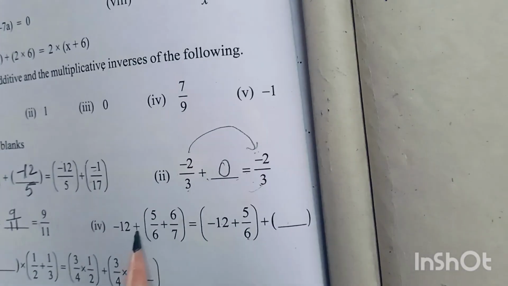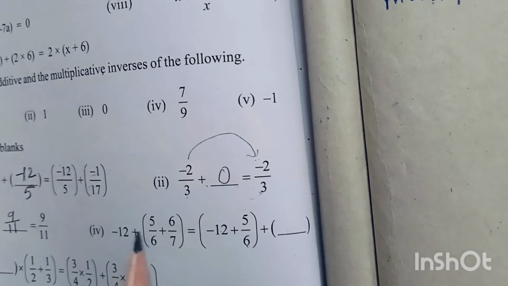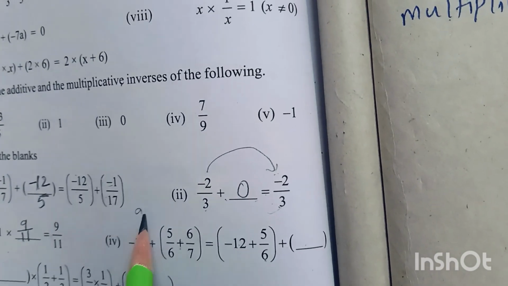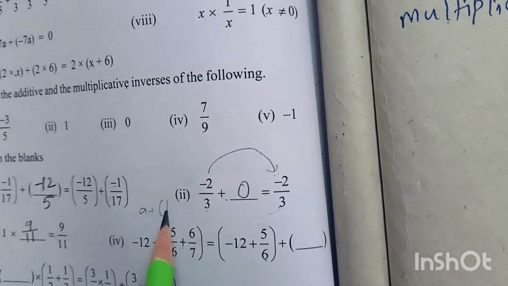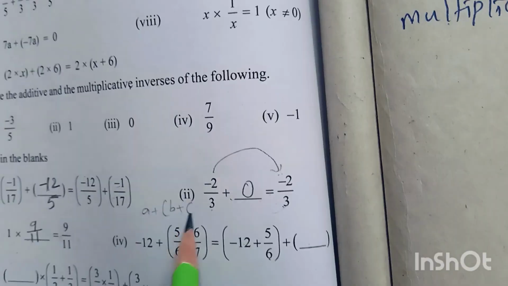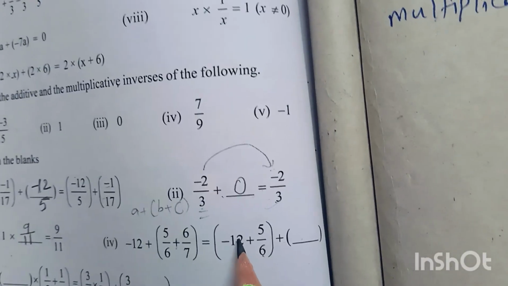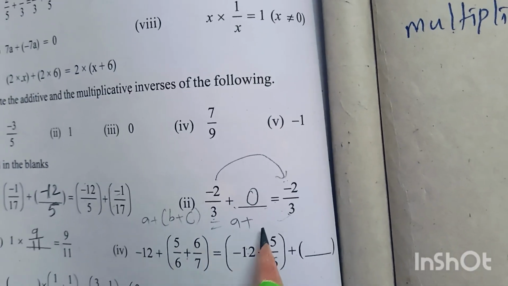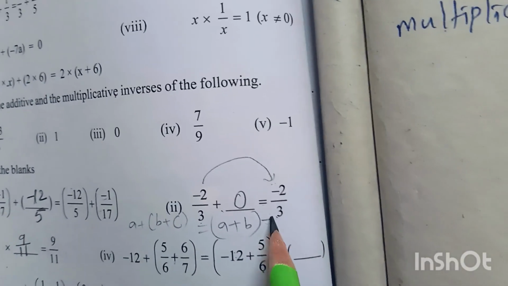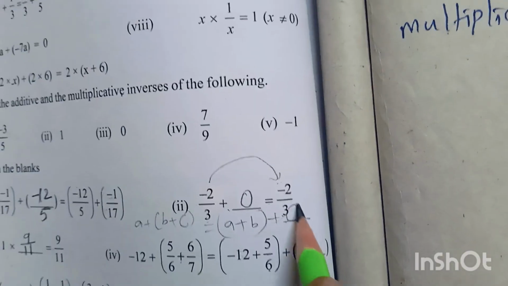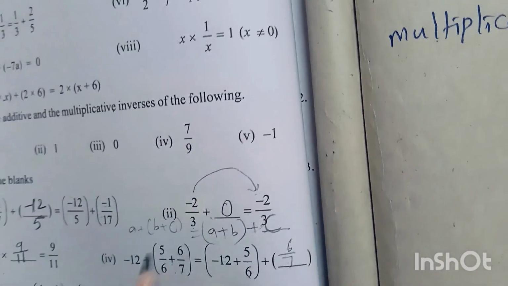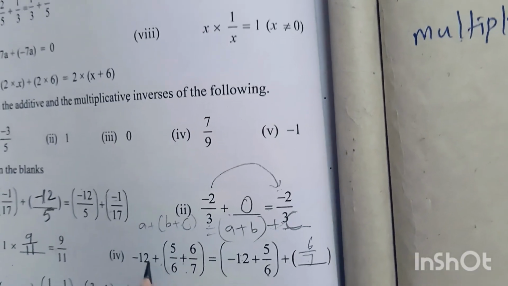So if you observe here, minus 12 plus is there, here plus is there, here plus is there. So let minus 12 be A, plus 5 by 6 be B, plus 6 by 7 be C. Equal to here A, now minus 12 means A, no? A plus 5 by 6 is B in the bracket, plus dash means that is C. C value what? 6 by 7 only you will get. This is the associative property under addition.